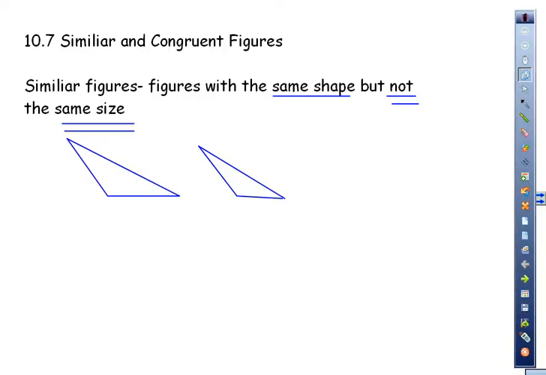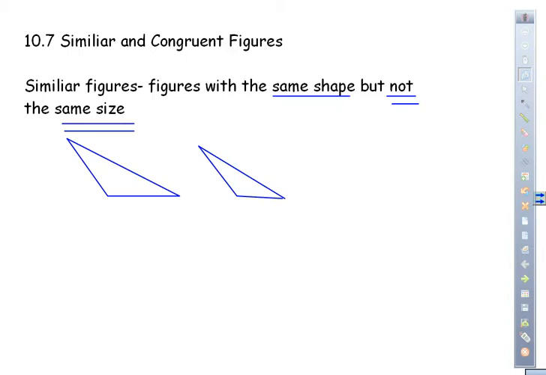Alright, today we're working on section 10.7, similar and congruent figures. Similar figures are figures with the same shape but not the same size. Congruent figures would be the exact same. They would be identical to each other. Congruent figures have all the same, they're the same shape, same size, everything. But similar figures, again, are the same shape, but not the same size.